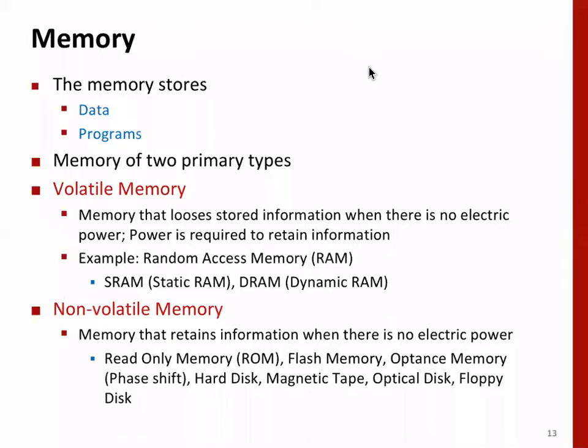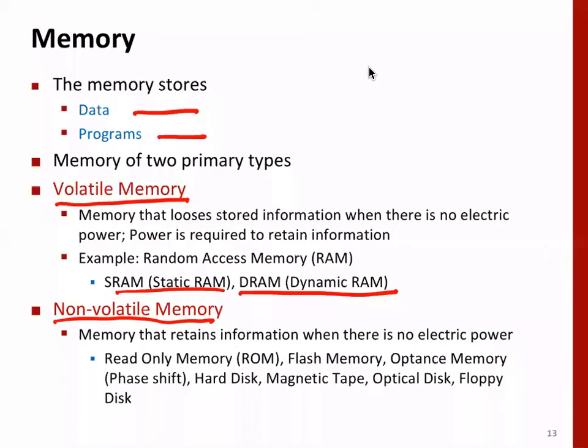Memory stores just two things: data and program. And memory is of two types. You would have learned it by now: volatile memory and non-volatile memory. Volatile is something where if there is no power, then the whole information is lost, like random access memory, SRAM or DRAM. Random access memory in general is a volatile memory.